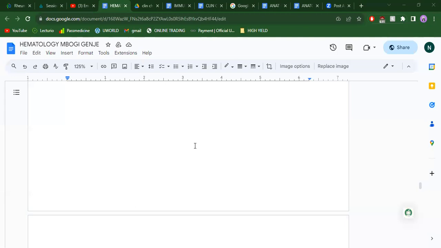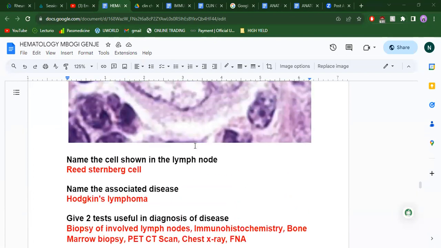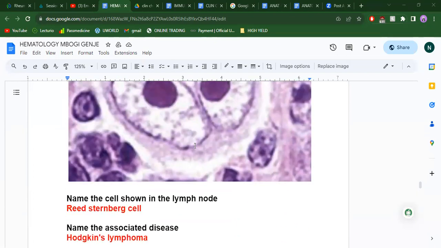An immunology question I can ask: in Hodgkin's, of the clusters of differentiation, which ones will be positive? Is it CD4, CD8, CD20, CD19, CD3? The two that will be positive. CD15, yes, and CD30. Why? Because they are B cell origin. CD15, CD30. Yes, it's B cell origin. Good.